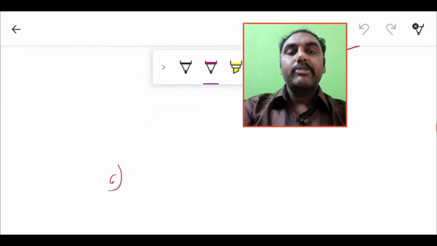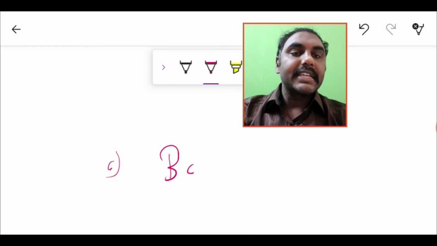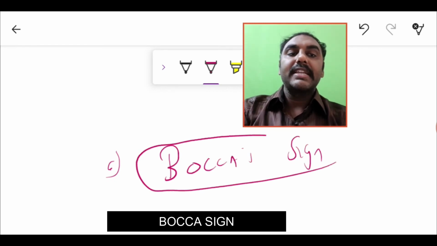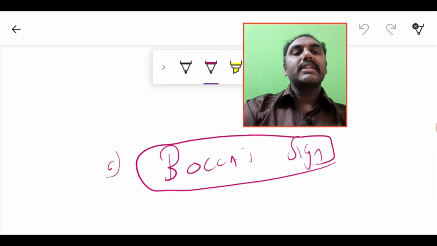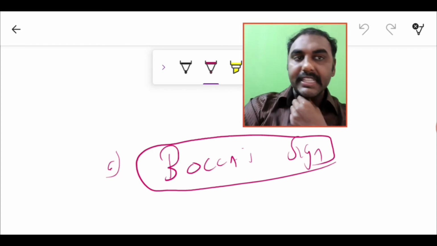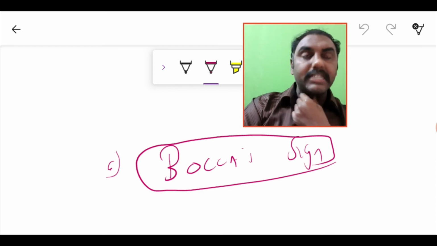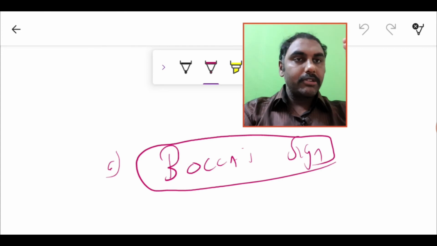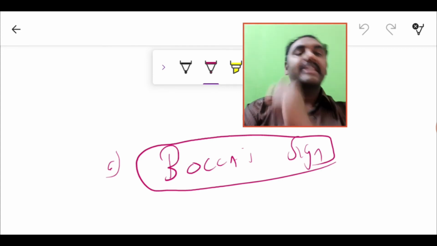Coming on to the next important sign, the Bokeh sign. So what is meant by Bokeh sign? Again a very important sign. When we press over the larynx and move it like this, bending down, pressing the larynx and moving it, we could see that the larynx rubs around the vertebra and produces a clicking sound. When we move it, we could hear a clicking sound.